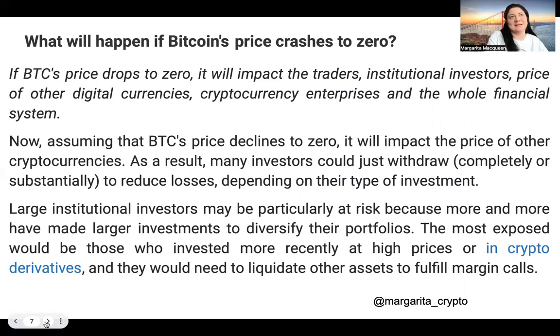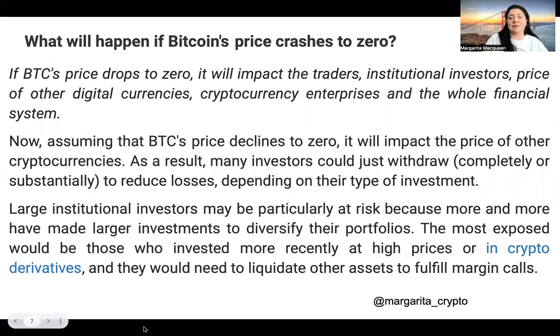So, I mean, that means that many people lost their money. That's one thing. Probably a long depression, like there was a depression, I believe, in the States in the 30s or 50s, 60s. I don't know when exactly, after the first war or the second. So if Bitcoin price drops to zero, it will impact the traders, institutional investors, price of other digital currencies, cryptocurrency enterprises, and the whole financial system will crash.